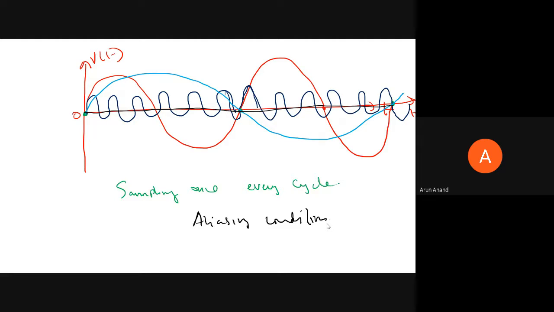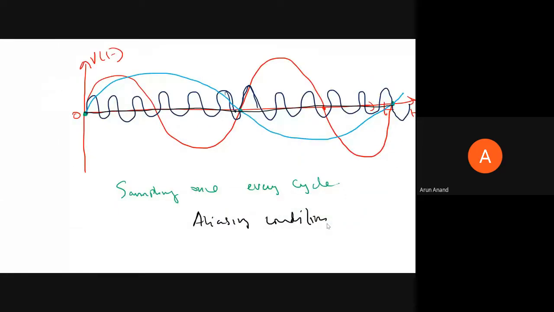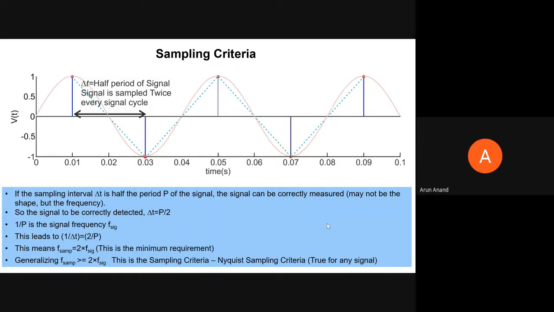I don't know how many have observed that. So that is due to your under sampling. If the sampling frequency is less than or equal to the signal frequency, the correct frequency is not detected. Am I clear? Yes, sir. Okay. So the next best thing is to sample at least twice in a cycle.